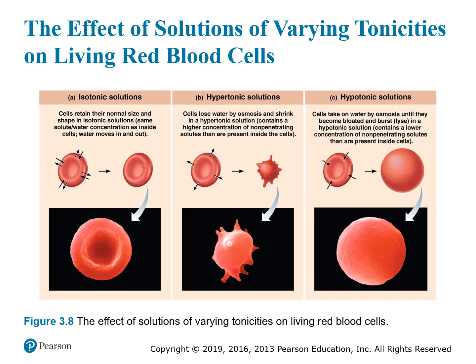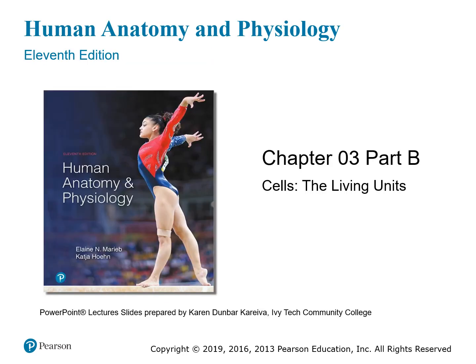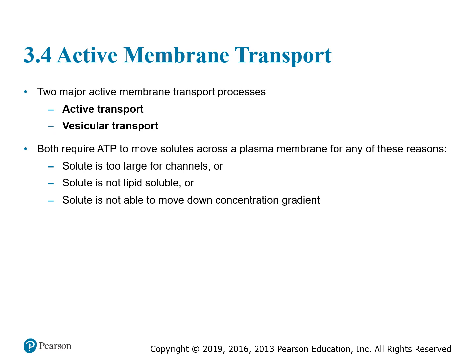So if you look at what happens to the red blood cell in each of these, in the isotonic solution, the red blood cell will maintain its dumbbell shape. In the hypertonic solution, the cell will crenate as the water leaves the cell, and in the hypotonic solution, the water will move into the cell and cause it to burst like a balloon. So moving on to transport.